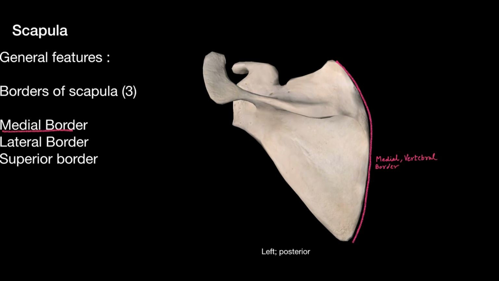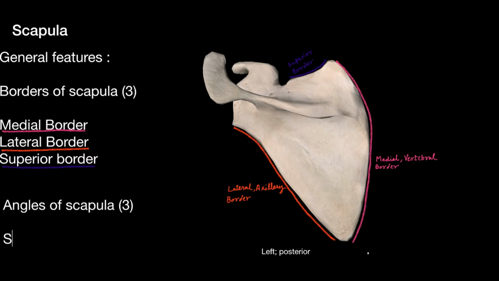Lateral border is also called axillary border because it is near to the axilla as well as shoulder joint. It is the thickest border, begins from the lower margin of the glenoid cavity up to the inferior angle. Superior border is the shortest, thinnest, and most irregular border, and it extends from the medial angle to the base of the coracoid process. Our last topic is angles of the scapula.